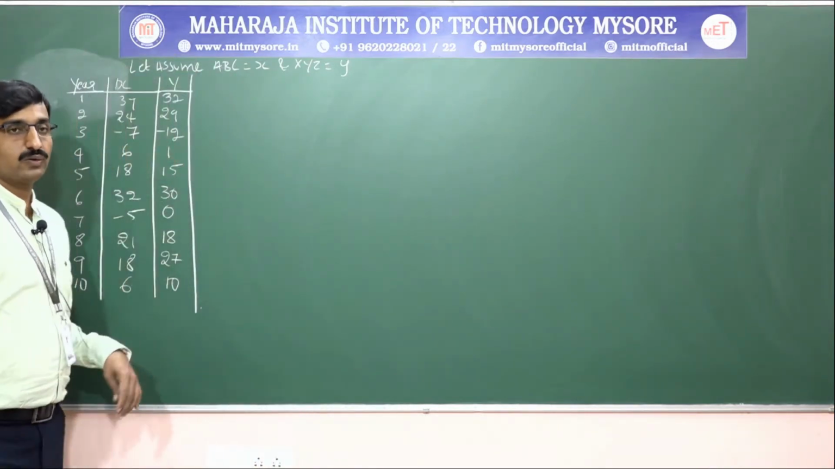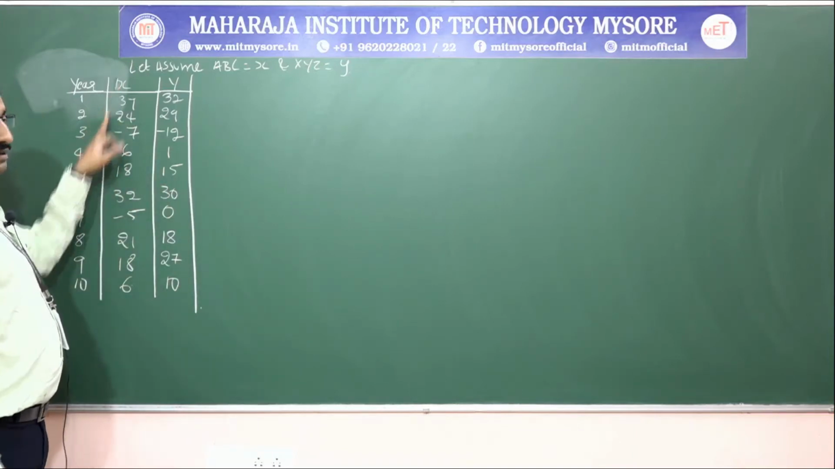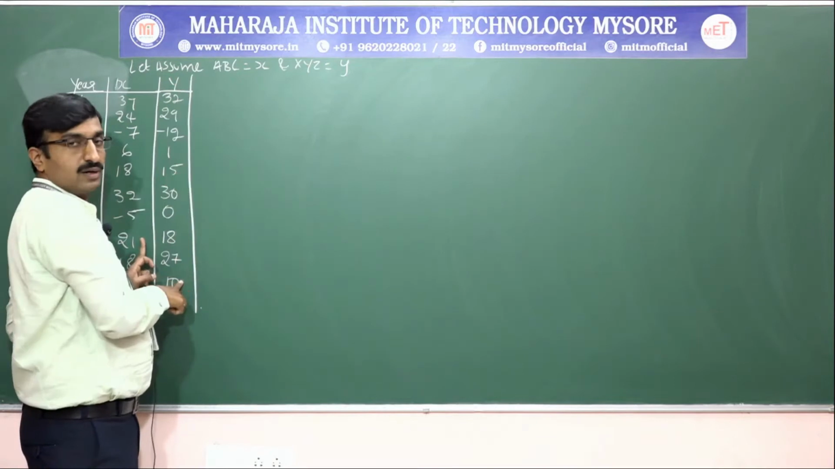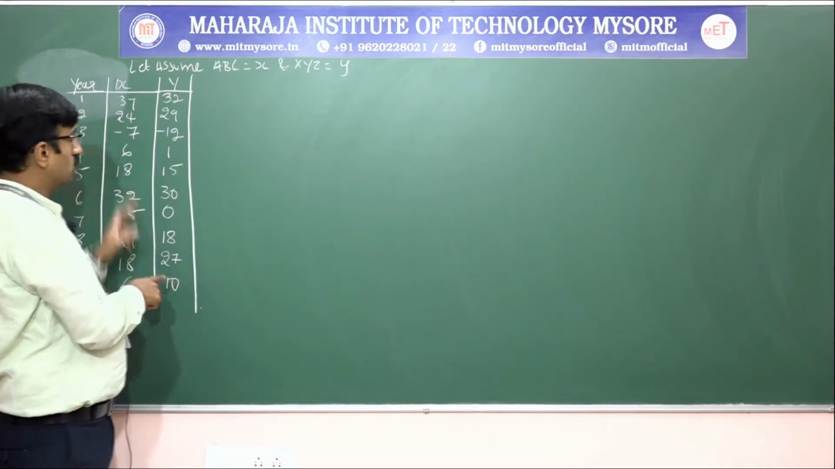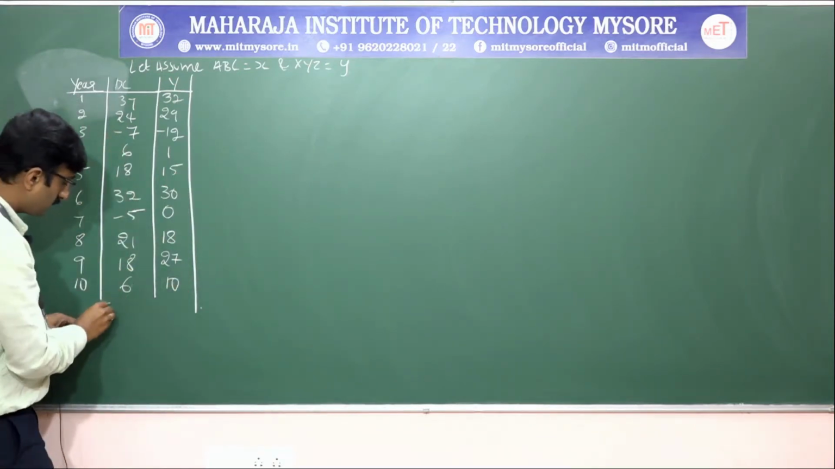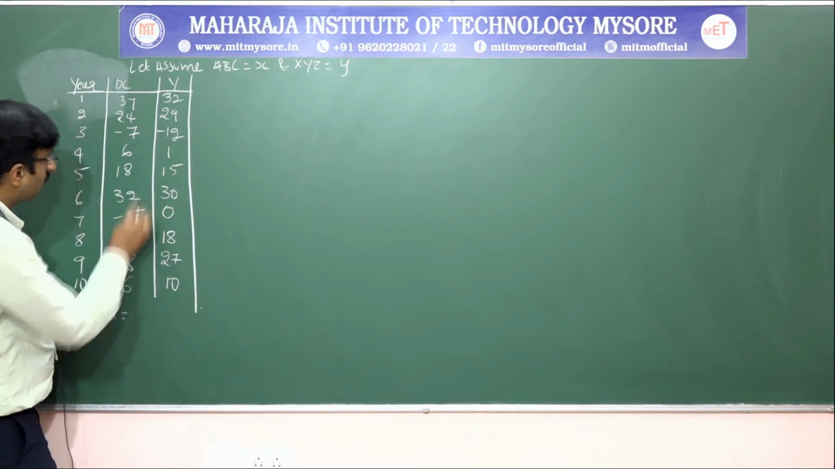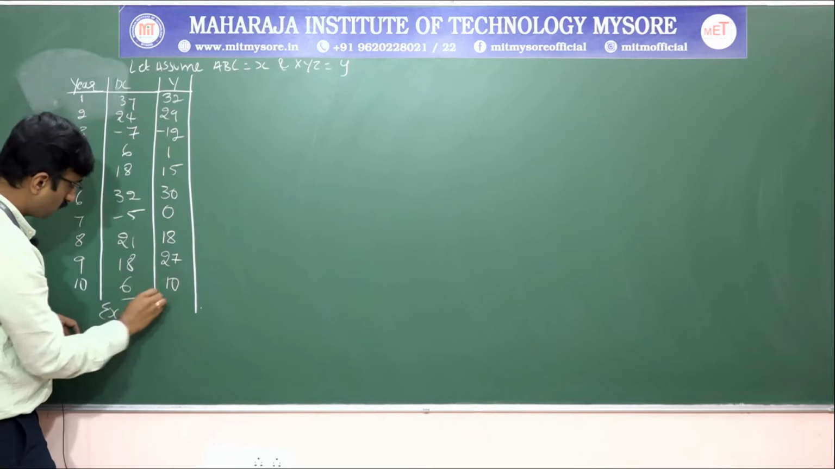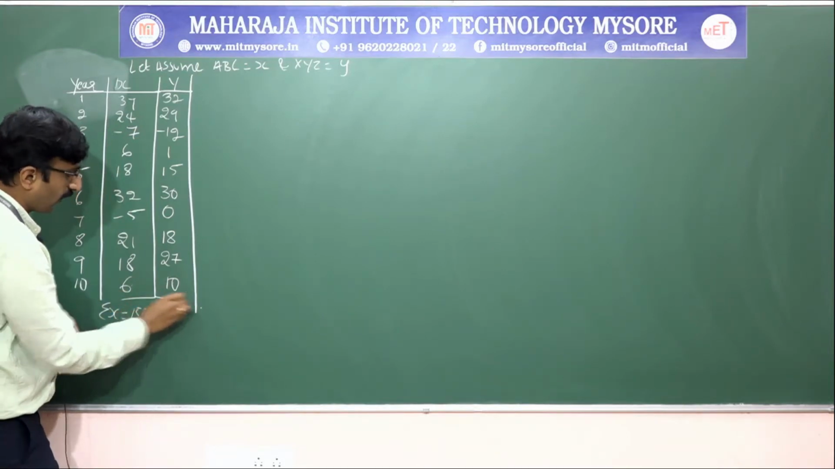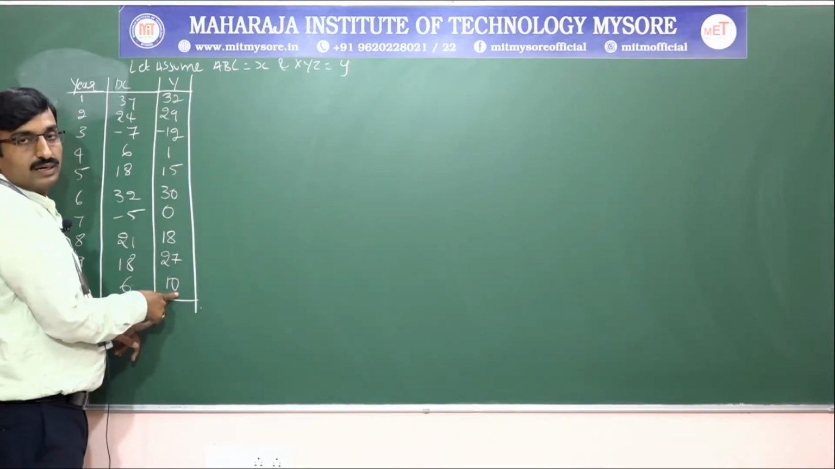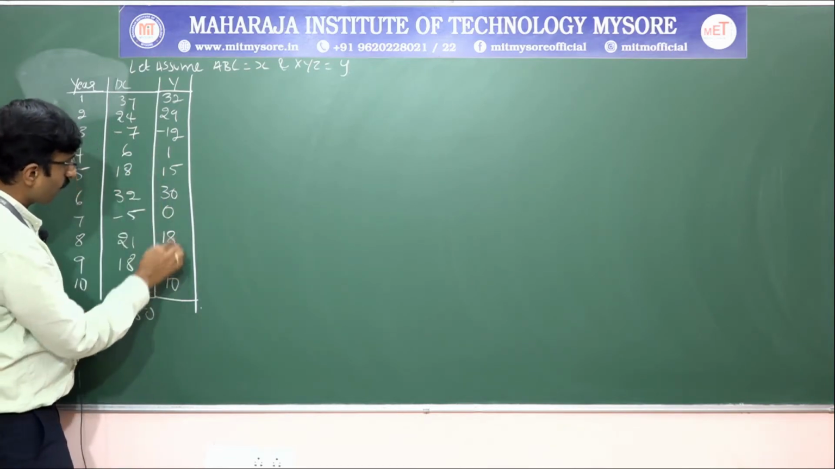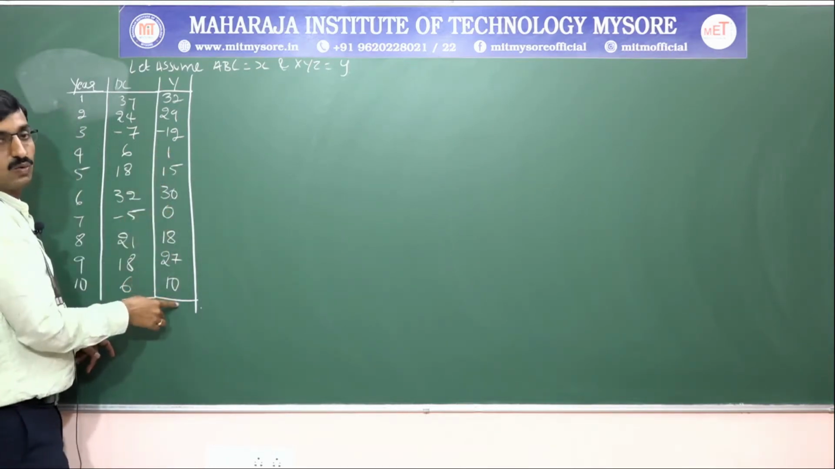So first what we have to do, this is the return of ABC, and this is the return of XYZ. So first you do the sum of this one. This is sigma x, how much total of this one? It is 150. Okay, and also you find out the sigma y value, how much? It is 150.